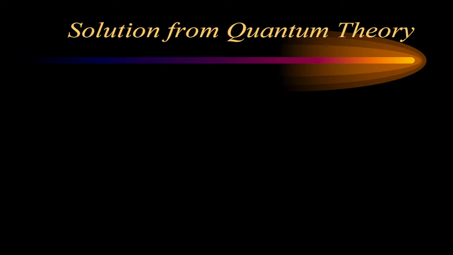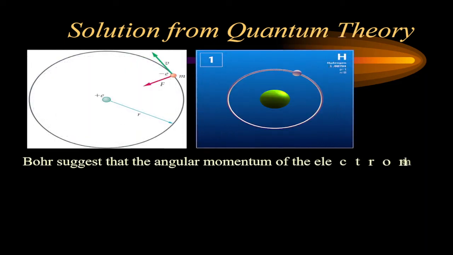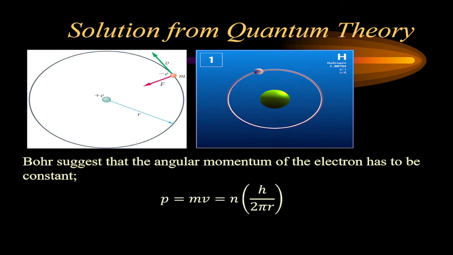Solution from the quantum theory. Bohr suggests that the angular momentum of the electron has to be constant. So he starts from the equation momentum p = mv = nh/2πr. He relates the angular momentum L as the cross product of the radius vector r times the momentum vector p, and it's going to be mvr.